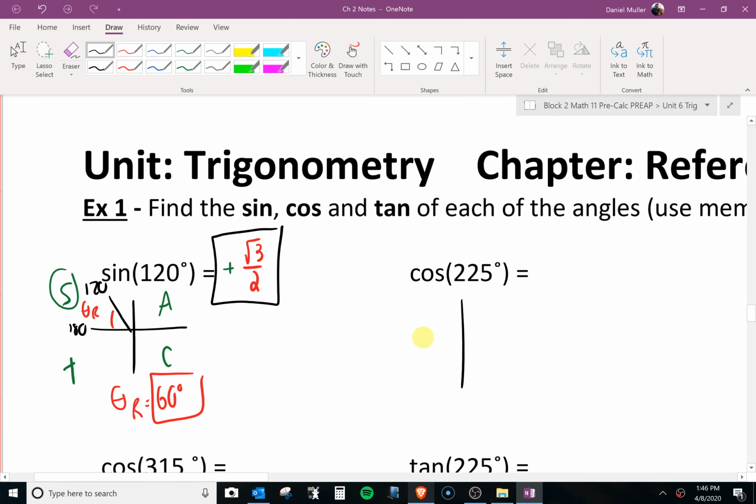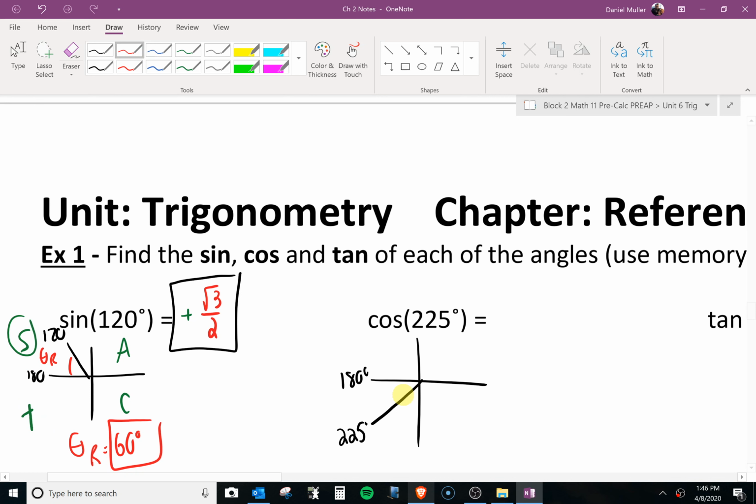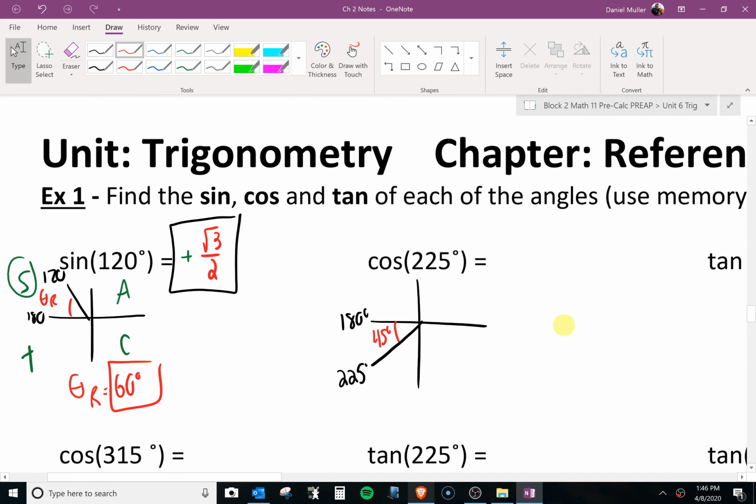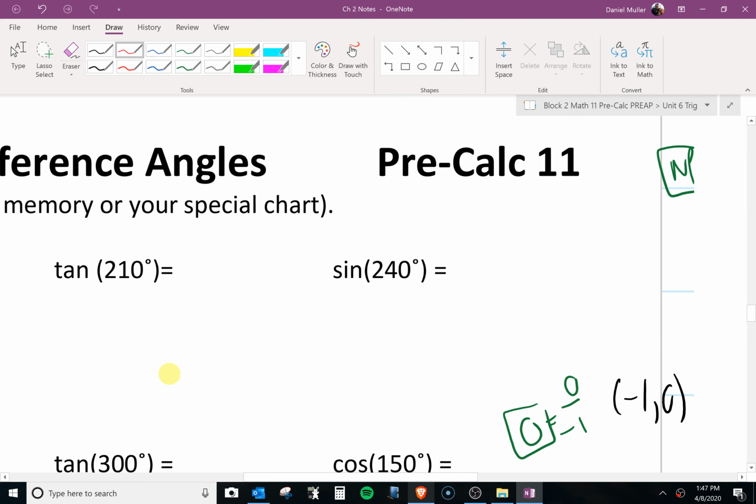Let's try the next one. Again, I'm just kind of flying through this, and you'll eventually see a pattern. So here's 180, and here's 270, and 225 is right in there, right in the middle. I do not have 225 on my chart, so I need to use a reference angle. The gap is 45 degrees, so my reference angle, theta r, is equal to 45 degrees. So instead of using 225, which is not on my chart, I'll use 45.